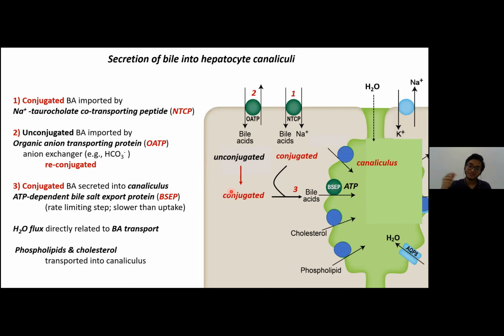By conjugated, I mean, again, recall that conjugation is basically with glycine and taurine. It is to decrease the pKa of the bile acid to make it more soluble in the duodenum. So from this slide, the one thing you have to know: bile acid secretion into the canaliculi is ATP dependent. The protein is called bile salt export protein. Other steps, you know them, you don't know them, it doesn't make a difference.